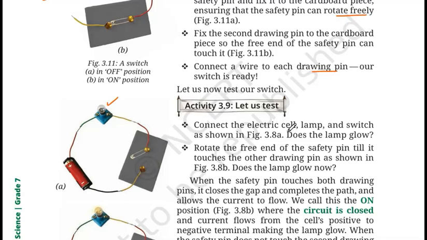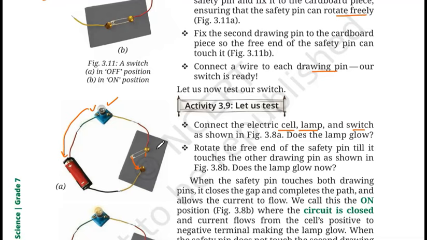Okay, so we will connect the electric cell and lamp and switch as shown in figure 3.8a. So we already know how to connect an incandescent lamp with the cell. So you see one part of the lamp is connected to the positive terminal of the battery and the other part of the lamp is connected via this switch to the negative terminal of the battery. Right now the circuit is open. This is called an open circuit. Okay. Now, what do we do? We make this pin touch the other drawing pin.